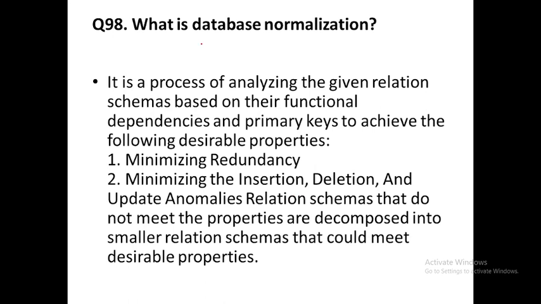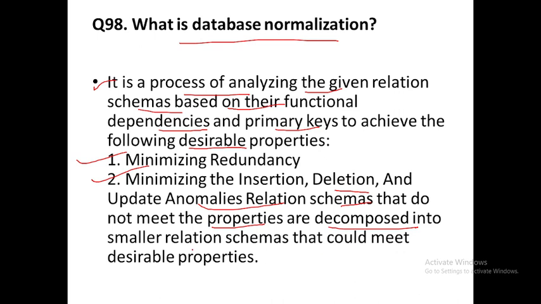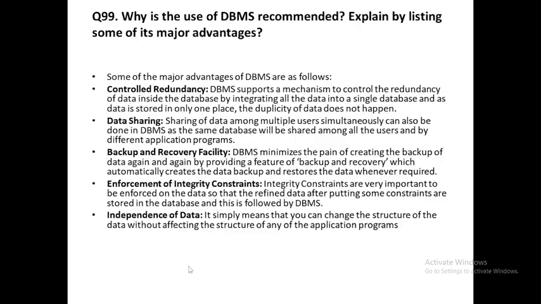Then, what is database normalization? It is a process of analyzing the given relation schema based on the functional dependencies and primary key to achieve the following desired properties: minimizing redundancy, and minimizing the insertion, deletion, and update anomalies. Relation schemas that do not meet the properties are decomposed into smaller relation schemas that could meet the desired properties.